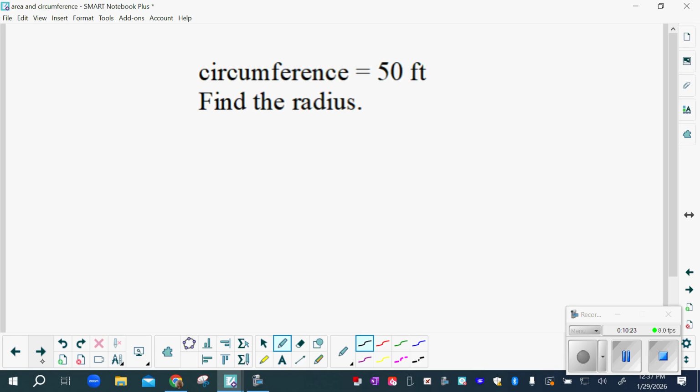So when it gives us this, the first thing I want all of you to do on this problem is to write down the formula right now in the little box. C equals pi... C equals 50.